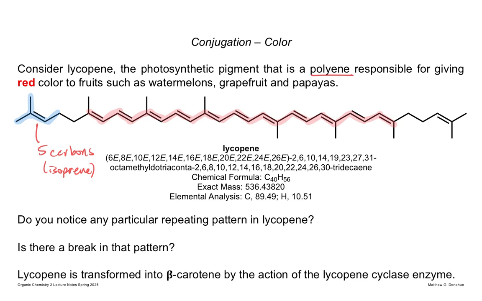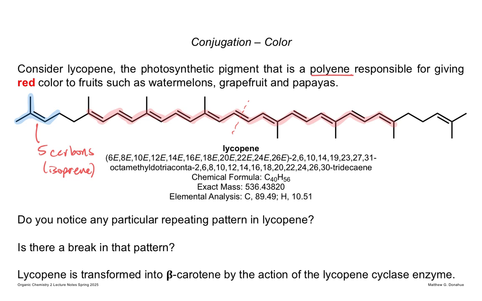So the break in the pattern is right here. So notice on one side, sort of all the methyl groups are on top. On the other side, they're on the bottom. So at that point, something happens in that enzymatic cascade that's different. We'll talk a little bit about enzymes in Module 5, and enzymes are just big organic molecules.